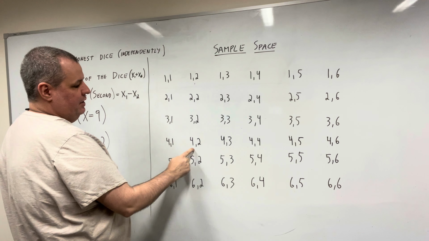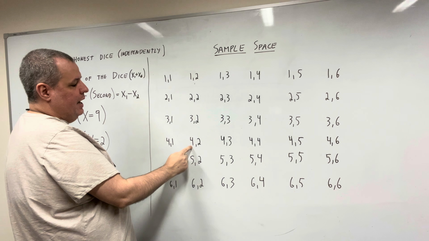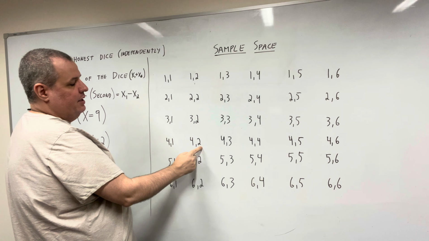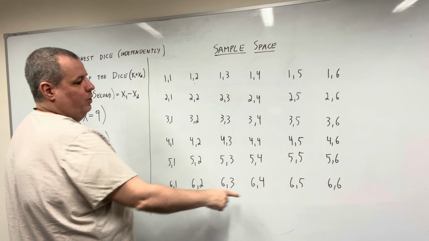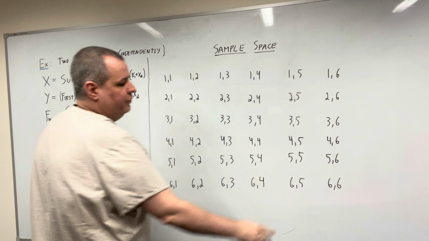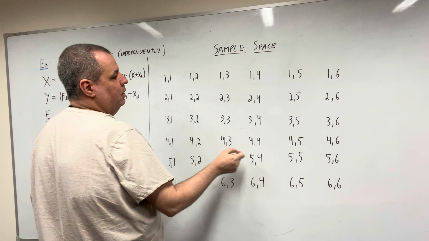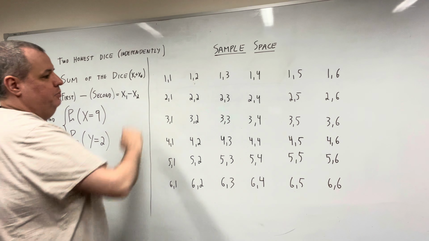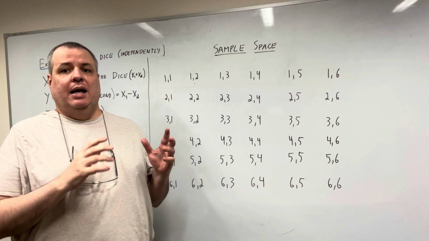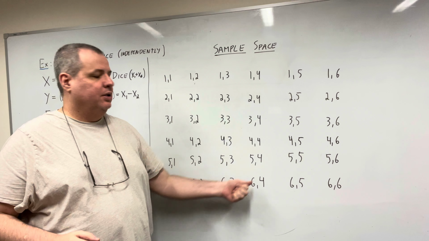So for instance, this here, 4, 2, means the first die was 4 and the second die was 2, and so on and so forth. Both dice getting 6, both getting 3, here the first is 3, the second die is 5, all the outcomes. Then I ask you, what is the probability of each one of these outcomes?